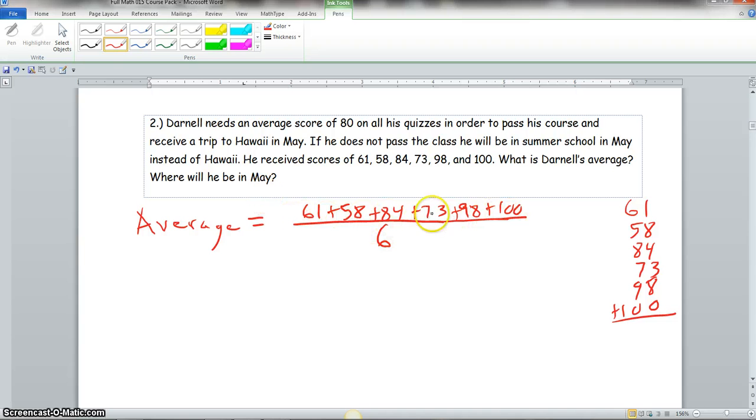So what I did, I took the liberty of listing the numbers, and it's 6 numbers that you're adding up. So we're going to add these numbers here. 1 plus 8 is 9, plus 4 is 13, plus 3 is 16, plus 8 is 24, plus 0 is 24. We have our 4 and carry our 2.